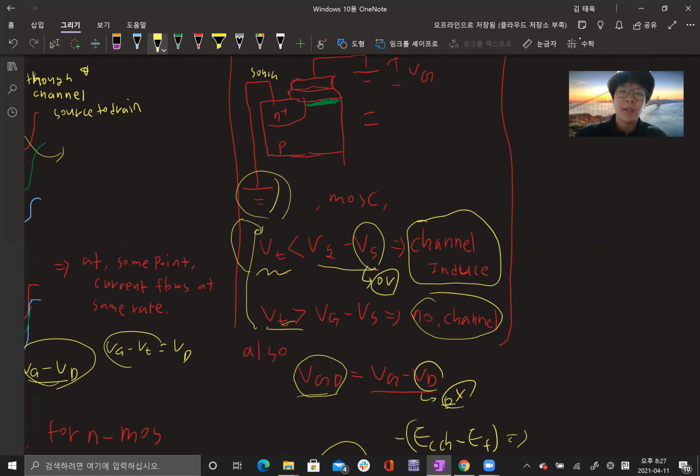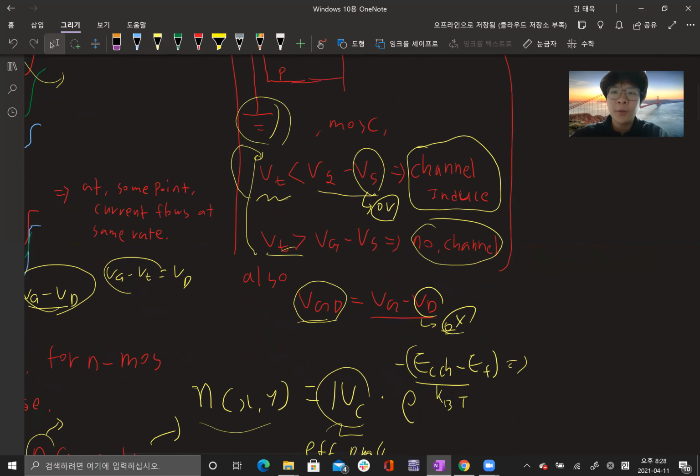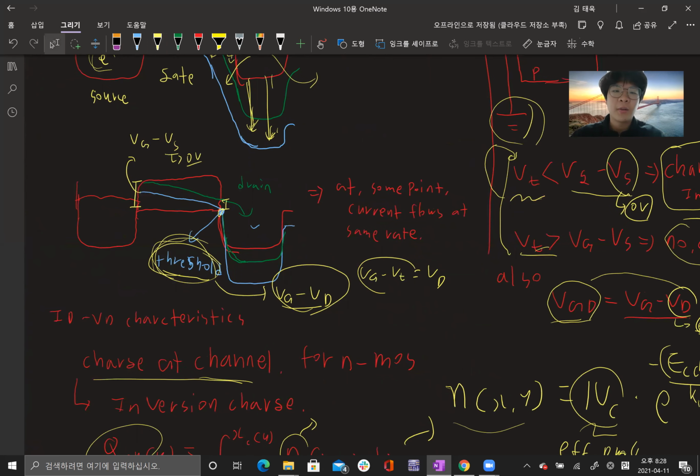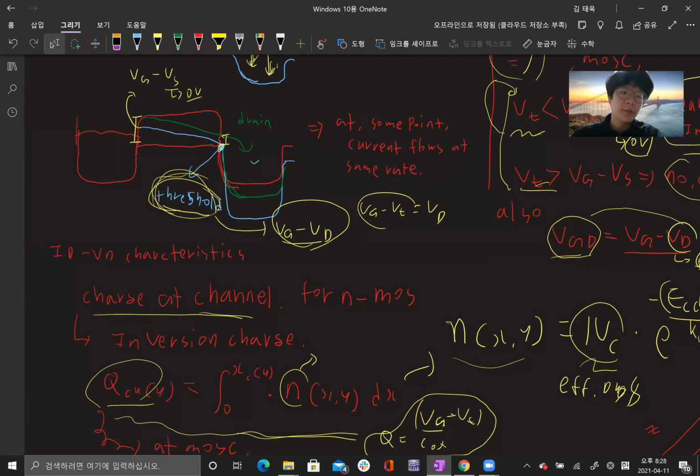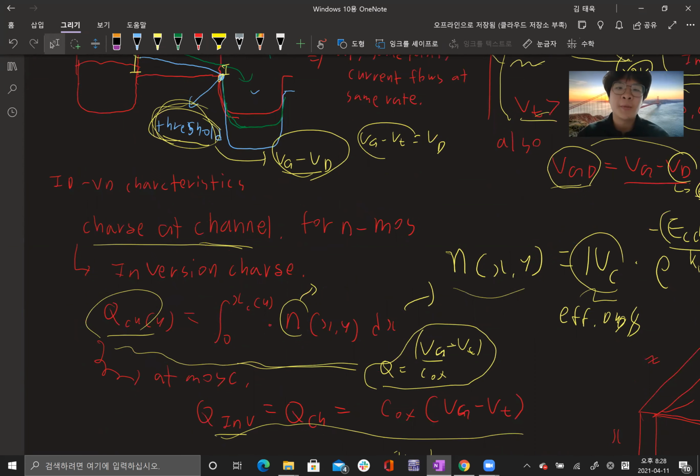However, on the drain side, because the source side is grounded, for current to flow from source to drain, the drain must be positively biased. So the difference between gate and drain would be different from the difference on the source side. So the channel gets narrowed and saturation exists. So we're going to look at the ID-VD characteristics.